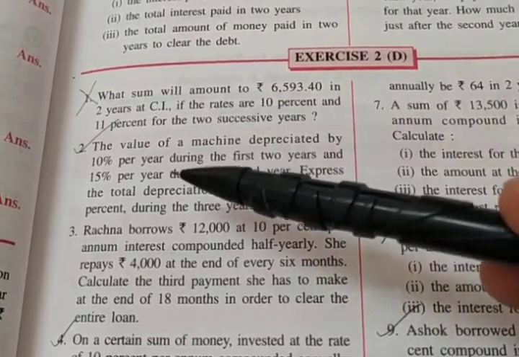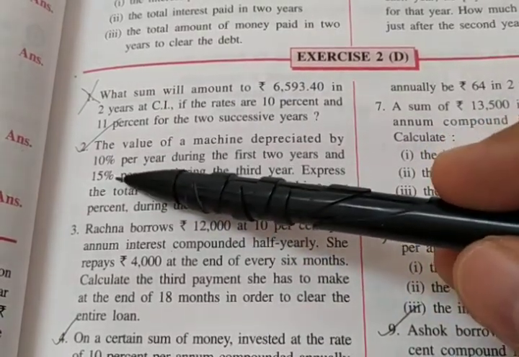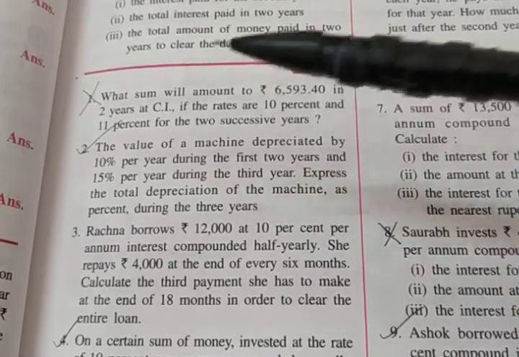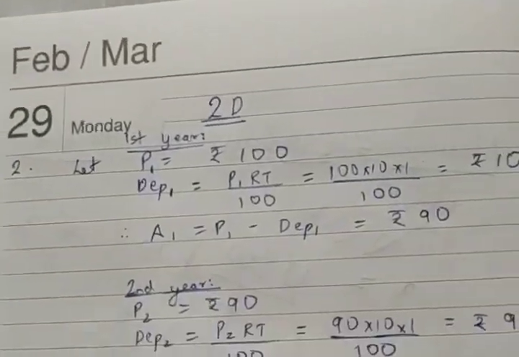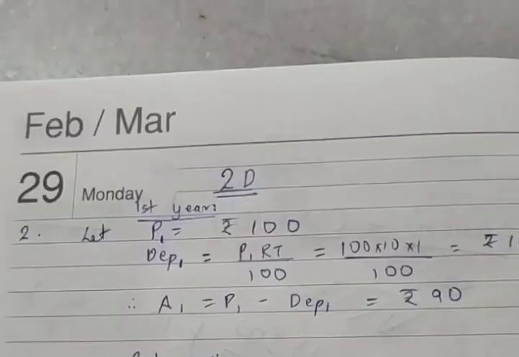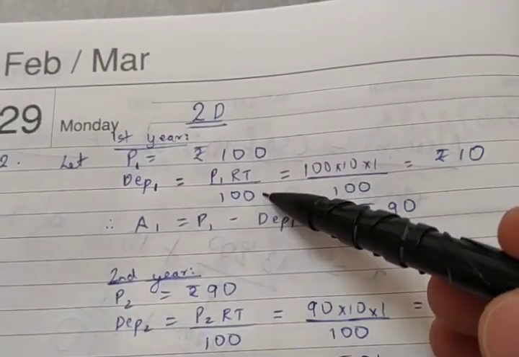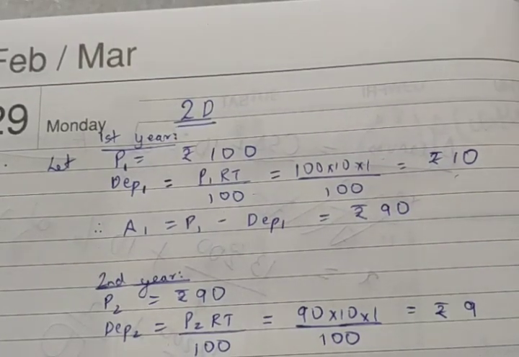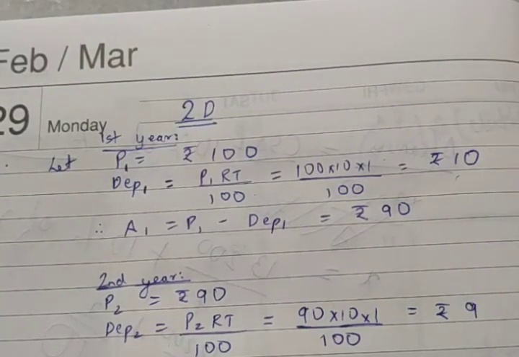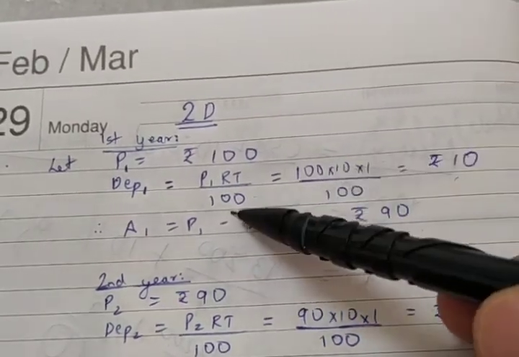It will be wrong to simply say that the total depreciation is 10 plus 10 plus 15, 35%. No, that's not how we solve. So first we'll assume the principal, that is the actual value of the machine, as rupees 100. Then we find the depreciation using the usual formula of compound interest. And so the amount after depreciation, remember there's a subtraction here.